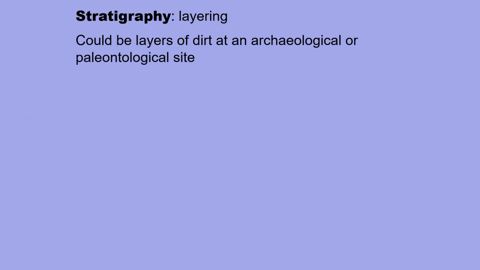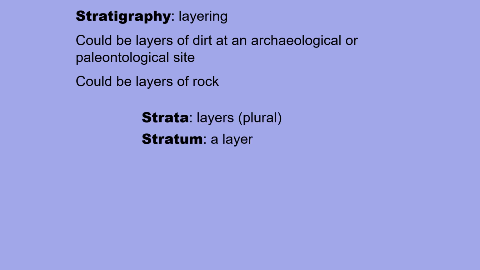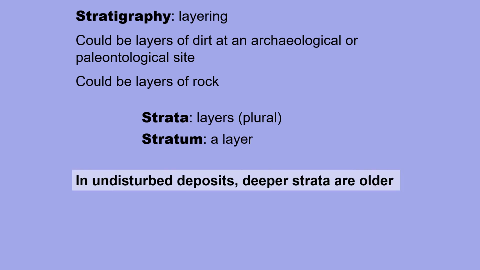Stratigraphy refers to layering, and that layering could be layers of dirt at an archaeological or paleontological site, or it could be layers of rocks. So we use the word strata, meaning layers, or stratum, singular, a layer. In undisturbed deposits, deeper strata are older.